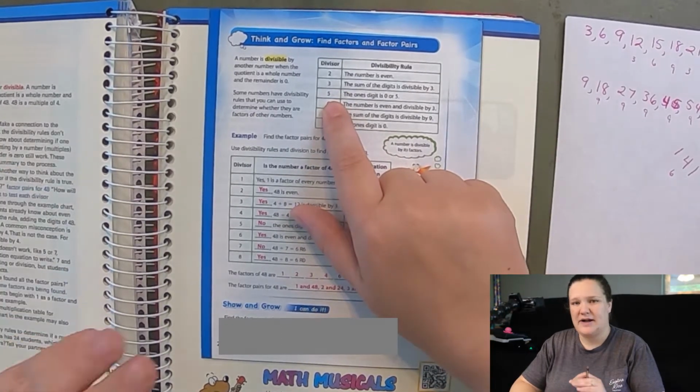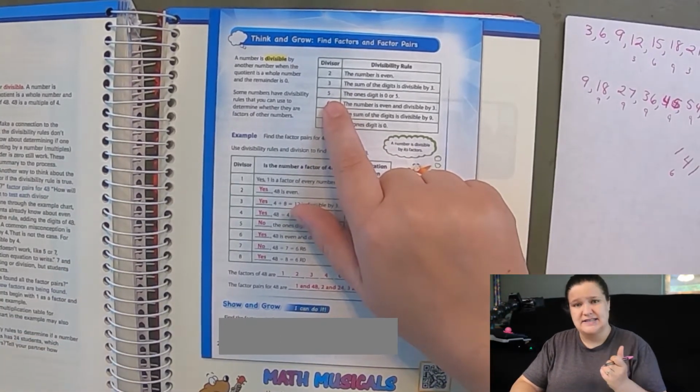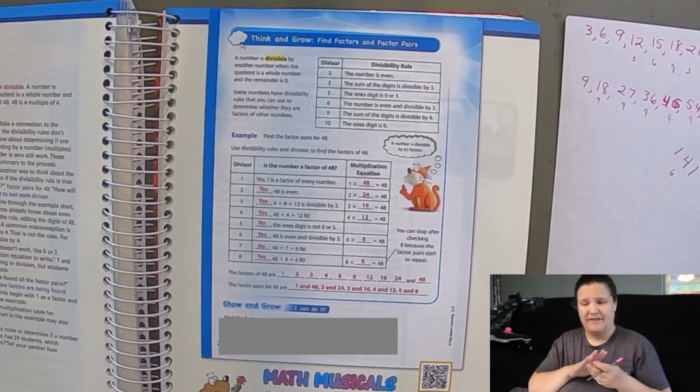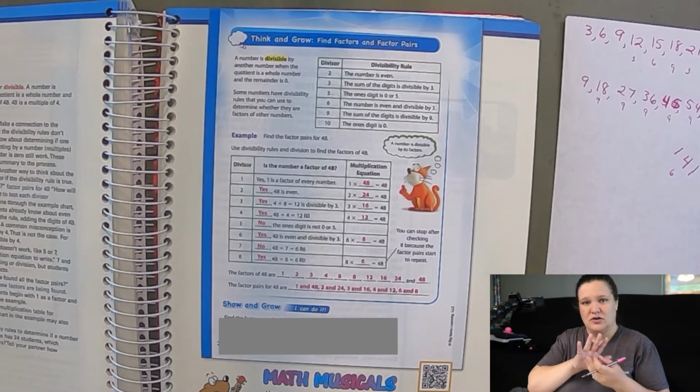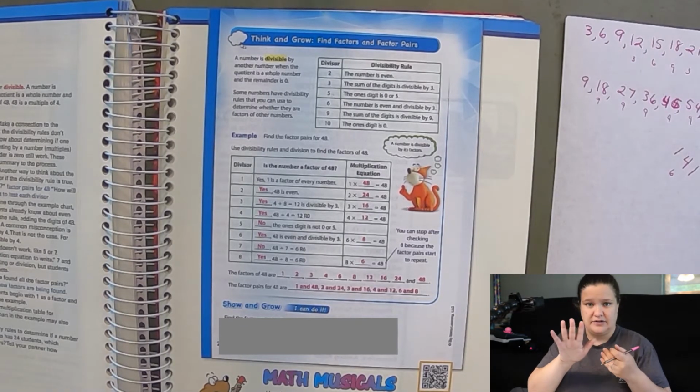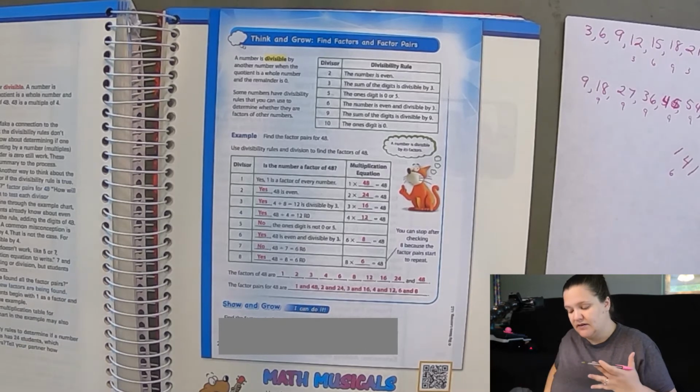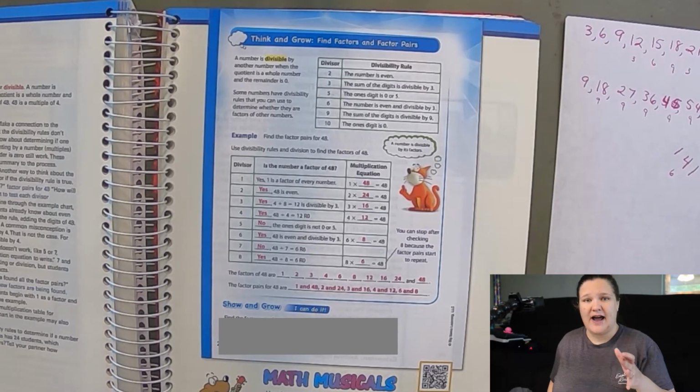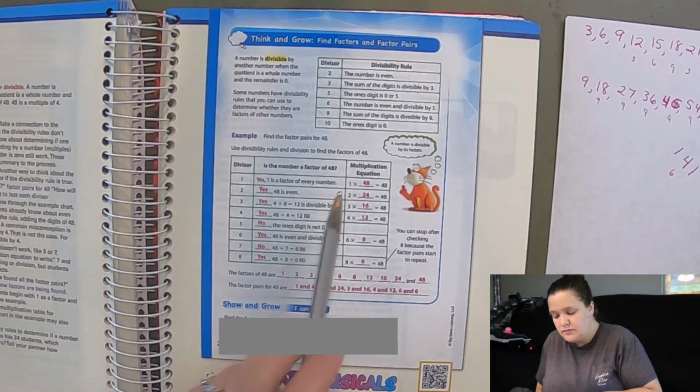5, I think we talked about it a little bit in our last lesson. If your number ends with a 0 or a 5, then it is divisible by 5. Because when you count by 5s, you get 5, 10, 15, 20, right? It alternates 5, 0, 5, 0, 5, 0 at the end. So if it ends in a 0 or a 5, it's divisible by 5.